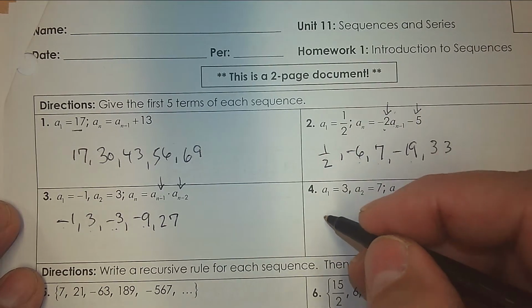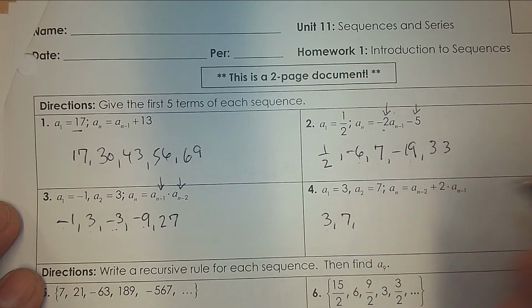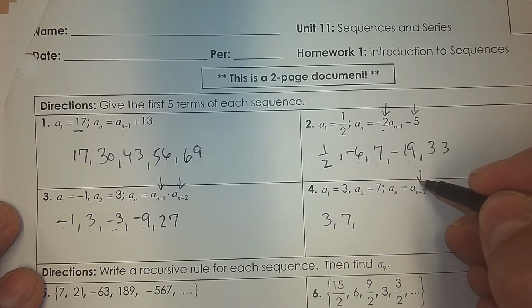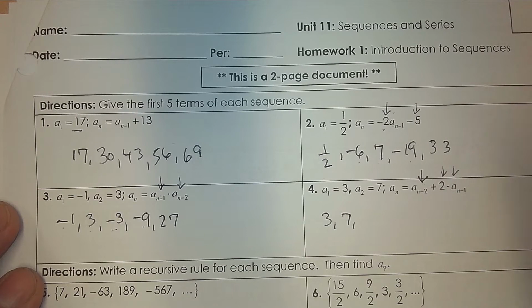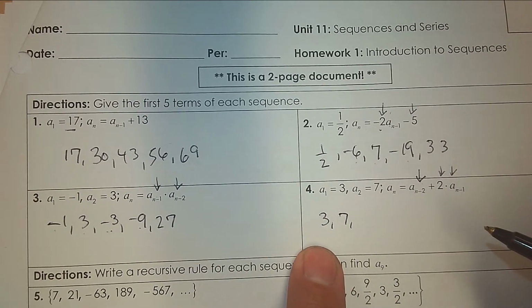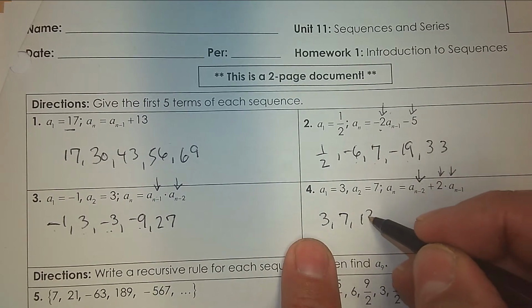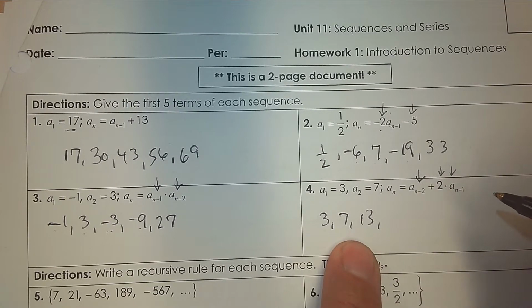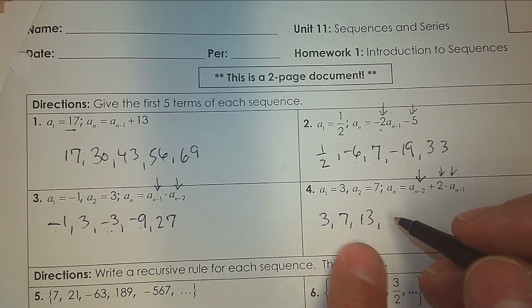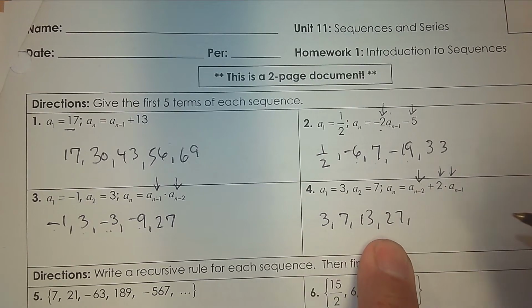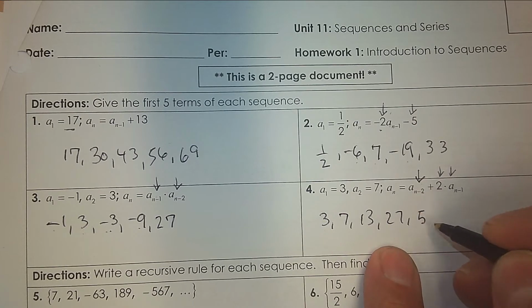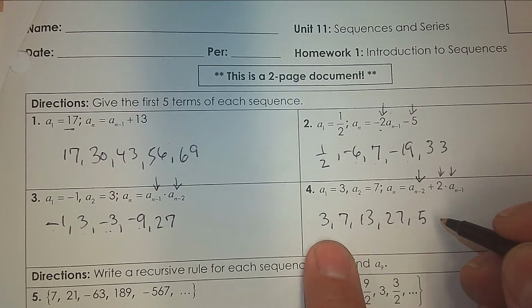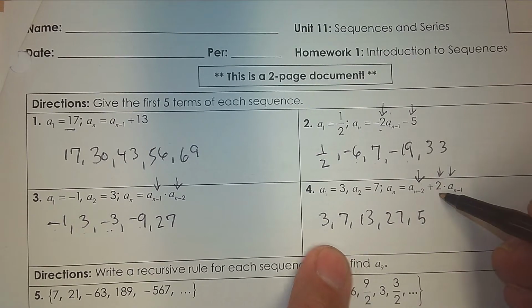Here, the first term is 3. The next one is 7. And it says you take the second term and you go 2 times the first term. So that would be 7, and then 2 times 3. So 7 plus 6, that's 13. So then I would take 13, double 7, that's 14. So 13 and 14, that's 27. Start with 27, double 13, that's 26. So then together, that's 53. All right. 7, double it, that's 13.